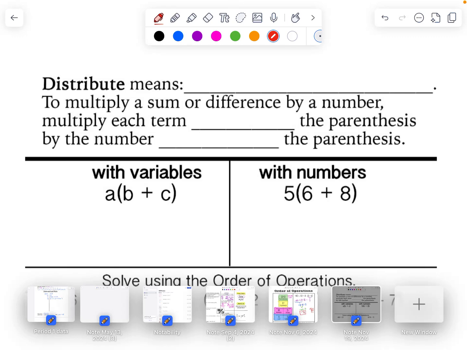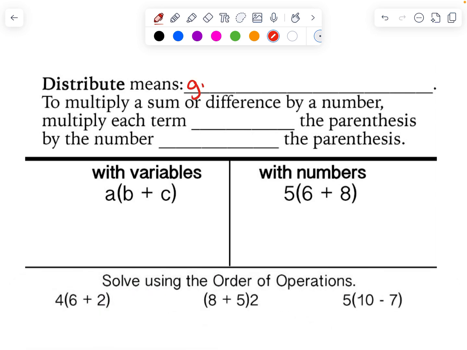Okay, today we're going to be learning about the distributive property. So first let's start with what the word distribute means. Distribute means to give one to each. If I were going to distribute a piece of paper, I would give one piece of paper to each person in the classroom. So to multiply a sum or difference by a number, we're going to multiply each term inside the parentheses by the number that is outside the parentheses.